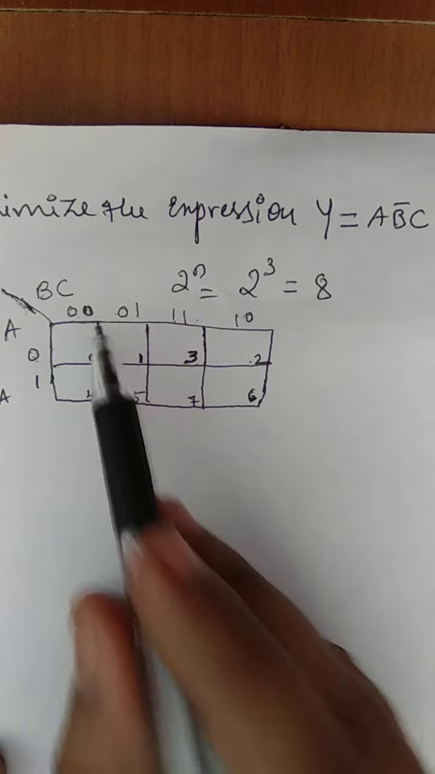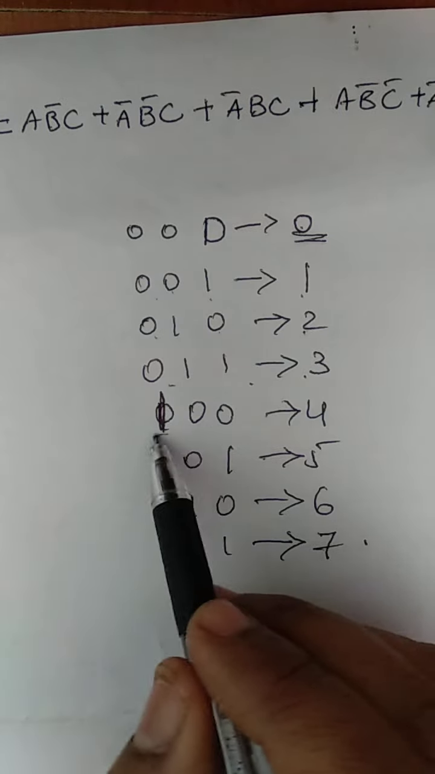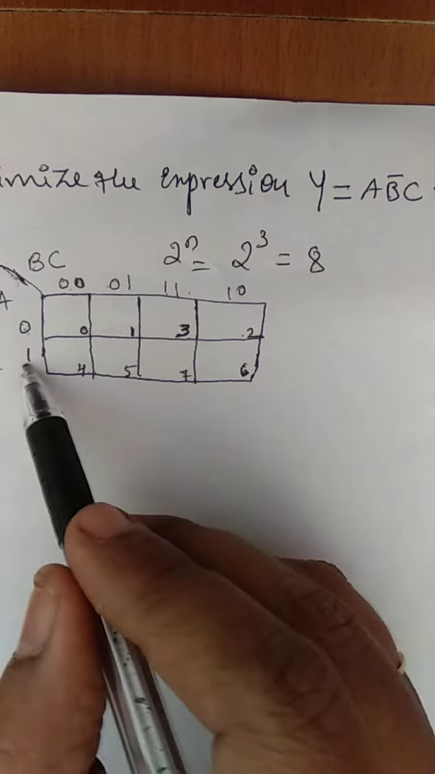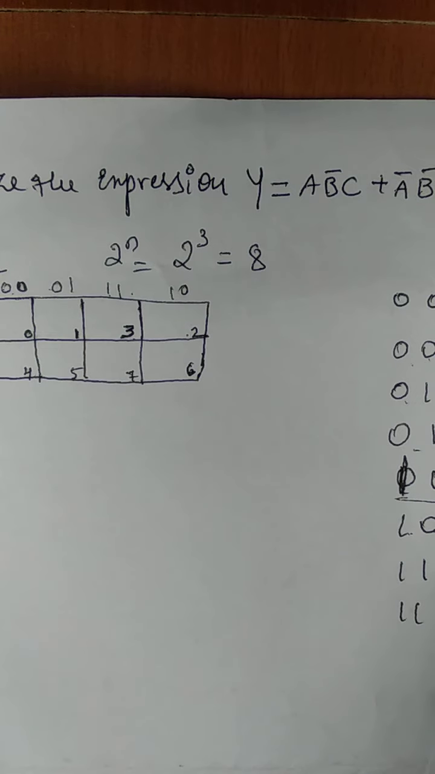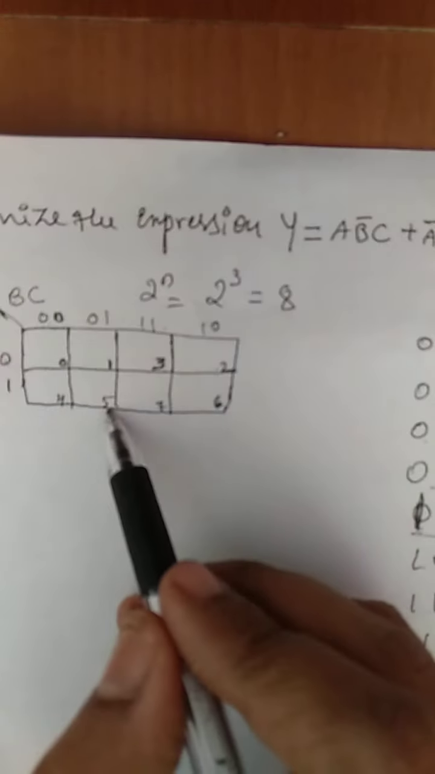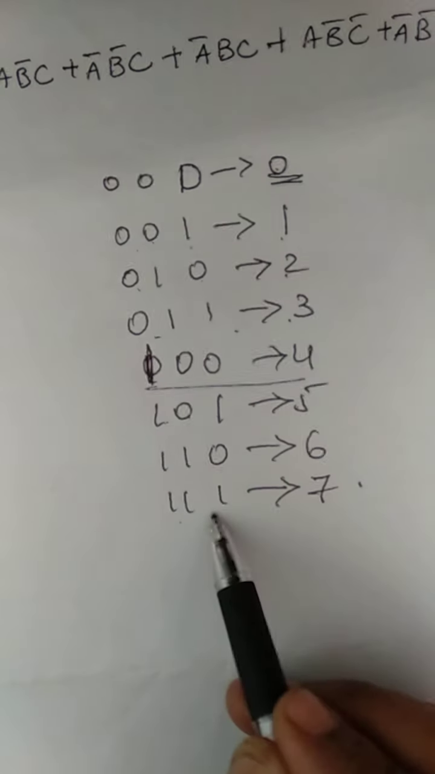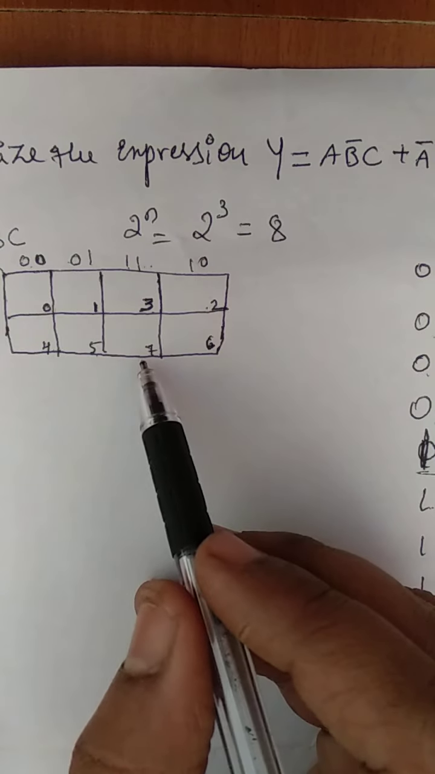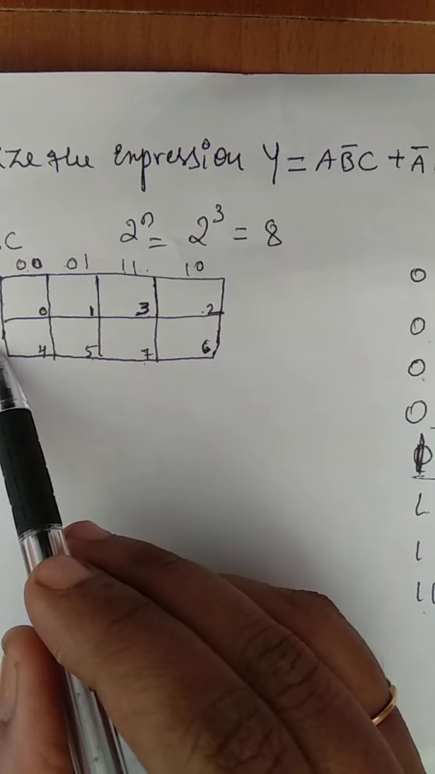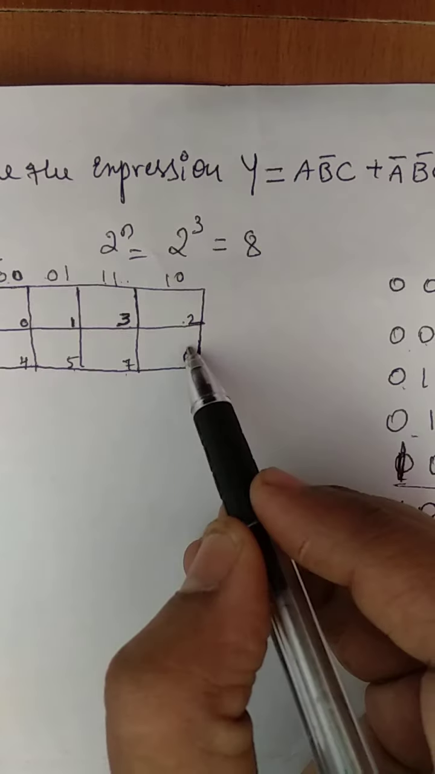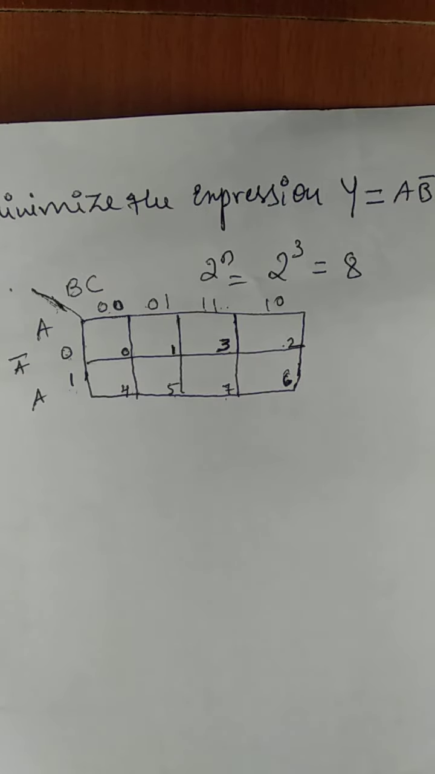Next 1, 0, 0. So 1, 0, 0 is nothing but 4. You have to write 4. Next 1, 0, 1 is 5. Next 1, 1, 1. So 1, 1, 1 is 7. So 7 you have to write here. Next is 1, 1, 0. So 1, 1, 0 is nothing but 6. Okay, so now you have constructed the K-map.